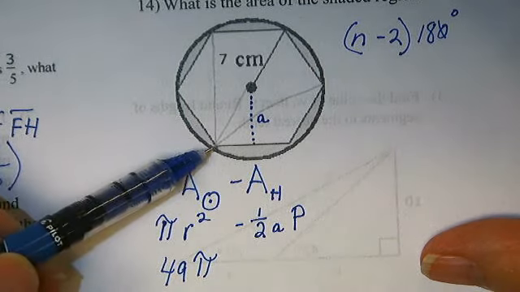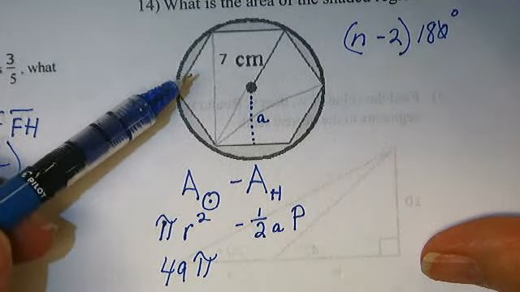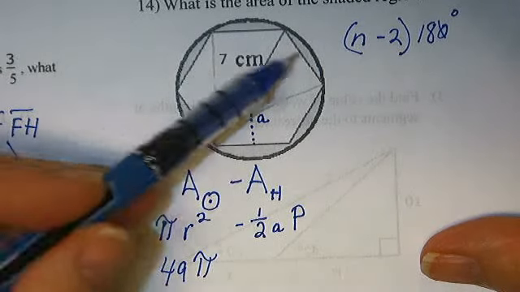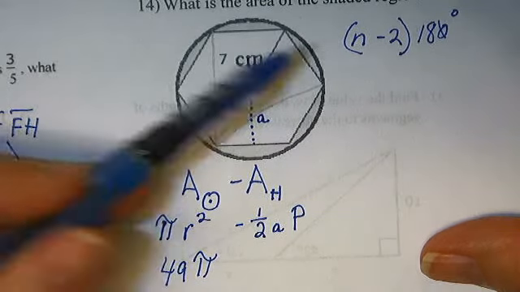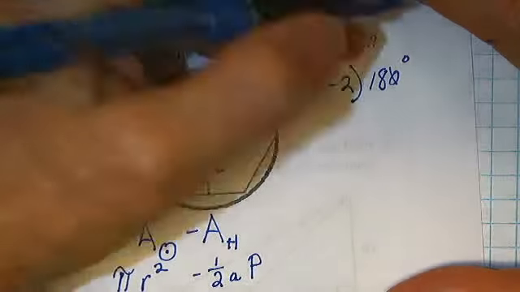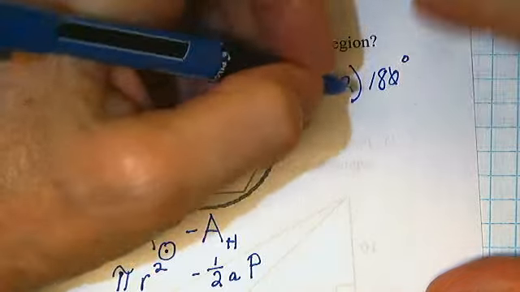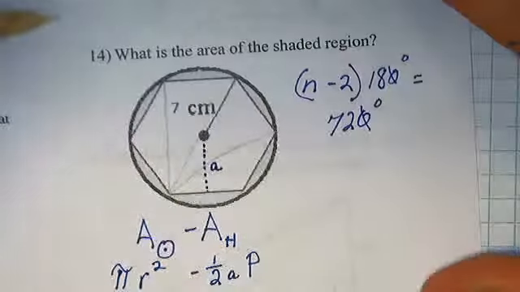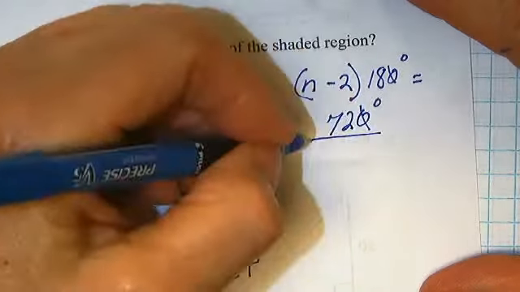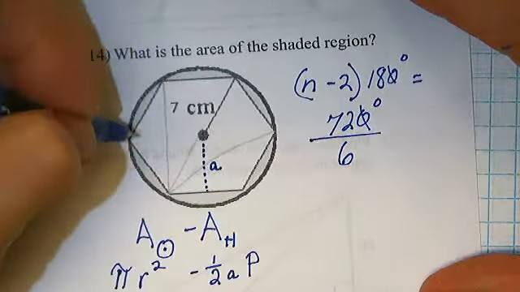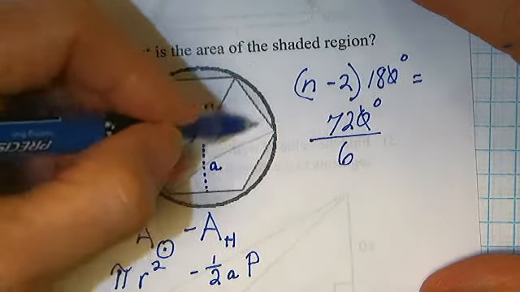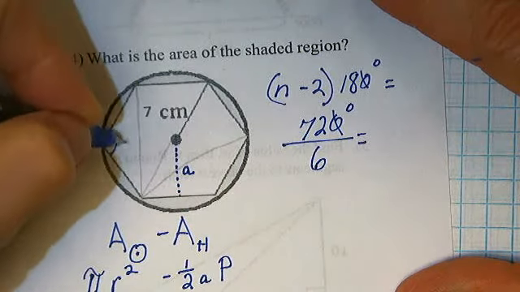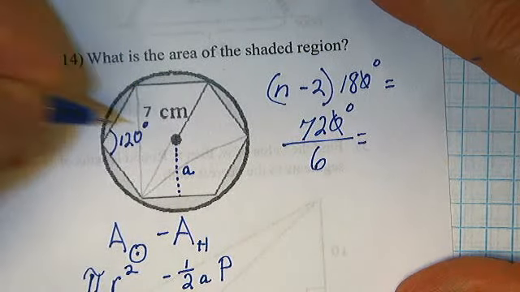What if we cut this polygon into triangles? 180 plus 180 plus 180 plus 180. 1, 2, 3, 4, 5, 6 sides, 4 triangles. 180 times 4 is 720. If we divide this by 6, because we have 6 congruent interior angles, we find that each angle is equal to 120 degrees.